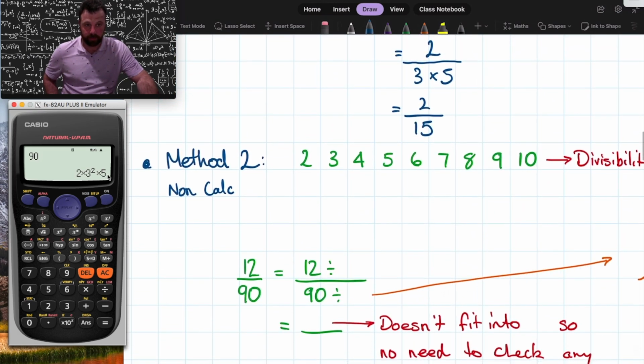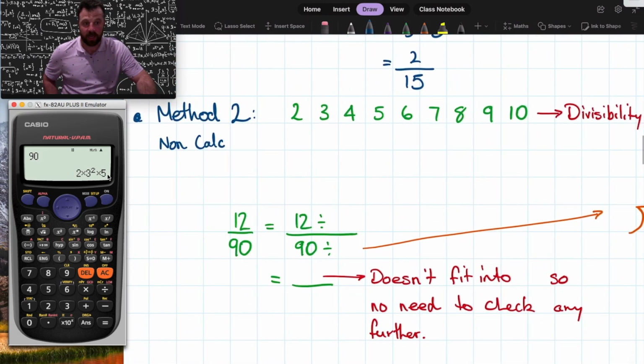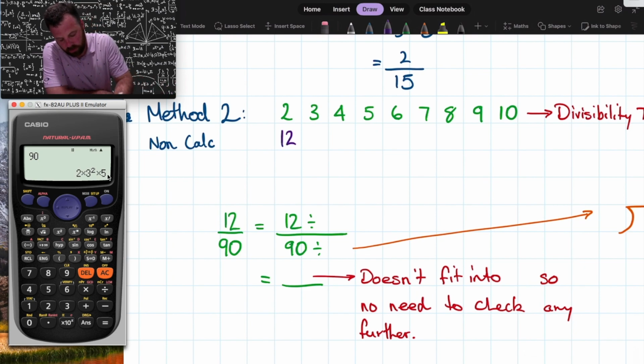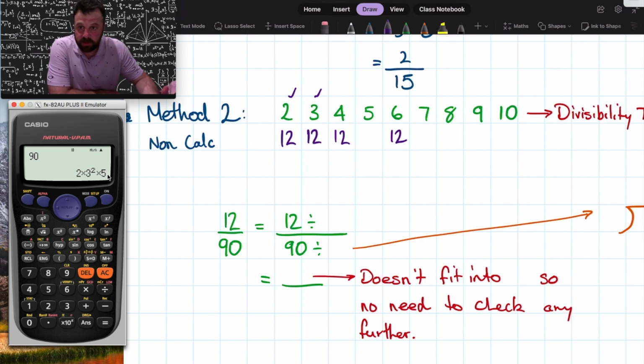Another method we can think about, if we don't have our calculator, is to use our divisibility tests. Let's think about the number 12. Let's change my colour here to purple. The number 12 is even, so 2 can fit into 12. For the number 12, 1 plus 2 is 3, so 3 fits into 12. The number 4 fits into 12. The number 5 doesn't. Because 2 and 3 fit, 6 fits. 7 doesn't fit, 8 doesn't fit, 9 doesn't fit, and 10 doesn't fit.